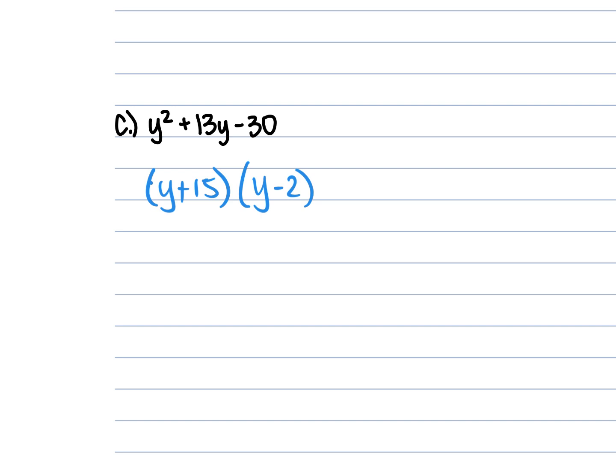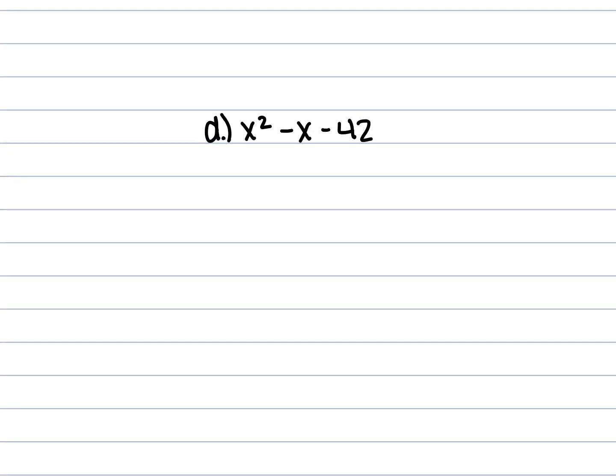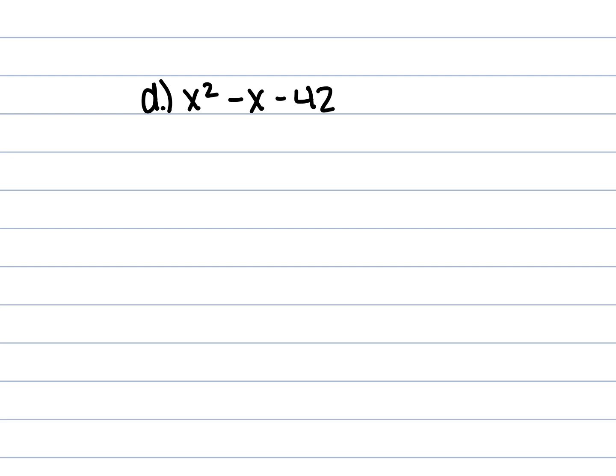Hey, a common mistake is to use 10 and 3 here. But you would have to add 10 and 3 to get 13. Remember, if your C value is negative, one of your answers is going to be positive, one of your answers is going to be negative. Okay? All right, letter D. Natalie? I got x minus 7 times x plus 6. Very good. Give it up for Natalie, guys.